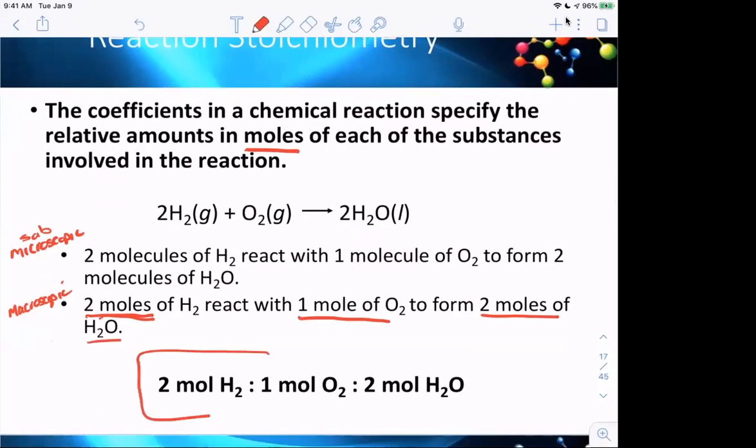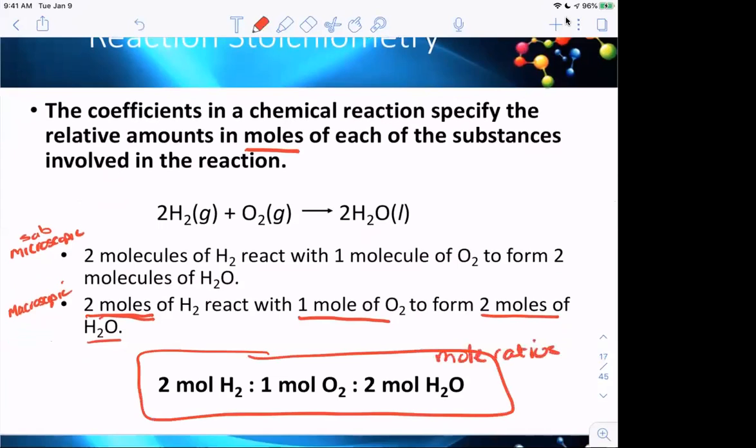That gives me this guy down here, which is a set of mole ratios. These are the ratios of the moles of the reactants and the products in the chemical equation. So for example, 2 moles of hydrogen are required to react with 1 mole of oxygen in order to form 2 moles of H2O. So my ratio is 2 to 1 to 2.